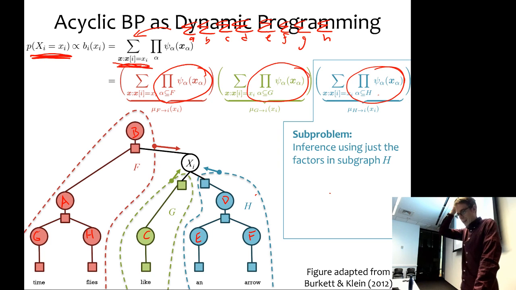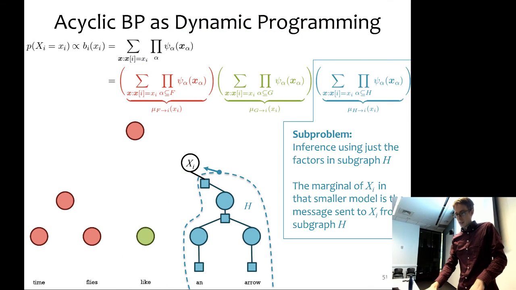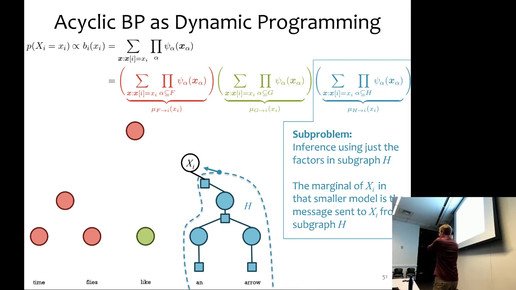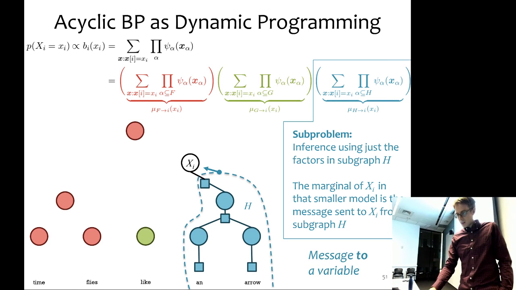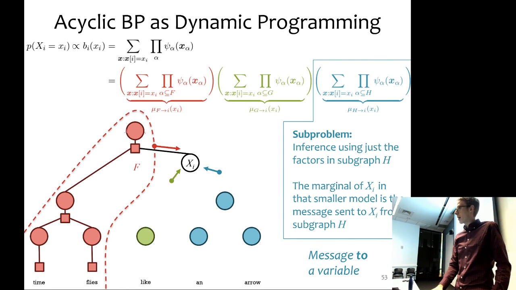Okay. So we can think of what belief propagation is doing as decomposing this into subproblems, where this subproblem is doing inference using just the factors in the subgraph H. Here you could imagine getting rid of everything in the factor graph except for this. If you did so, the blue message being sent to xi is the marginal probability of xi in this subgraph. The same thing would go for the green subproblem and for the red subproblem.